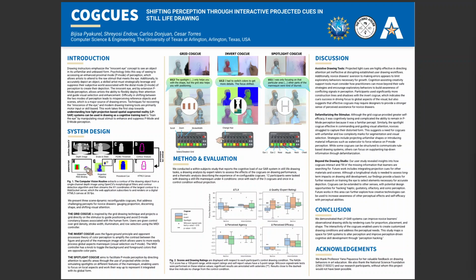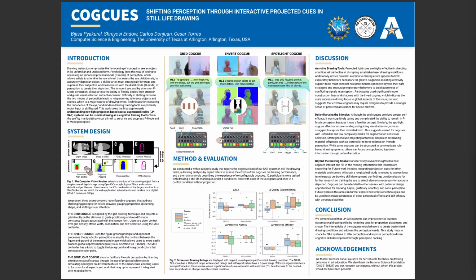The grid cog cue provided greater self-efficacy, but it was cognitively taxing, and it complicated the ability to remain in P-mode perception because the grid was a familiar percept. The spotlights had a similar effect, which suggests a need for cues that implement unfamiliar stimuli, like novel shapes, or introduce material influences.